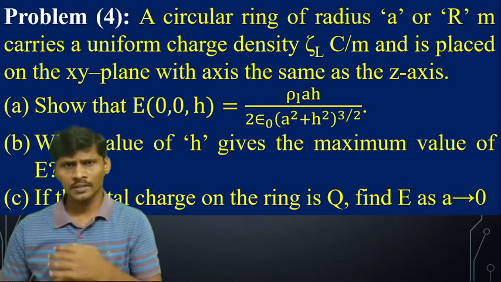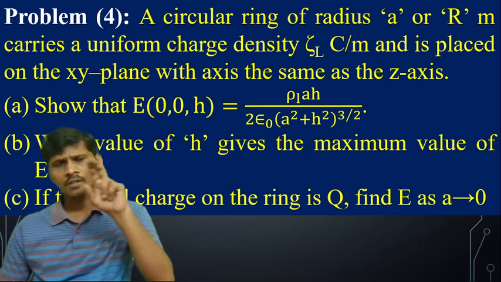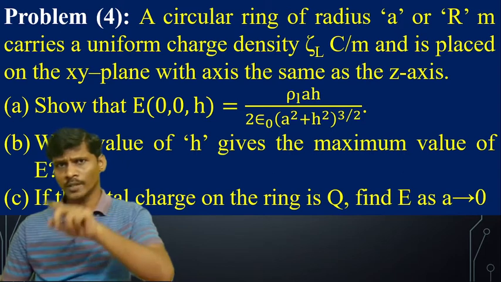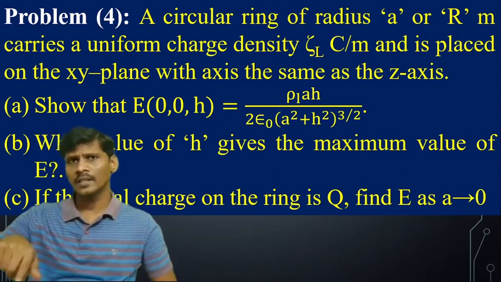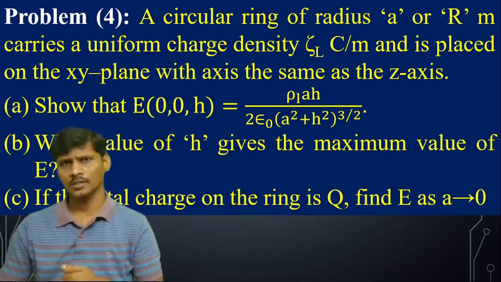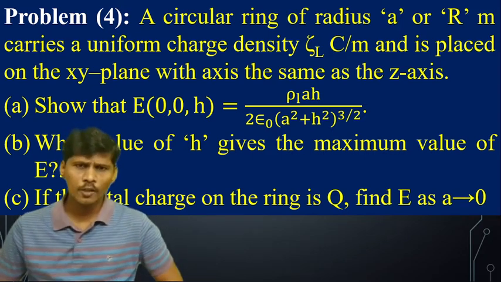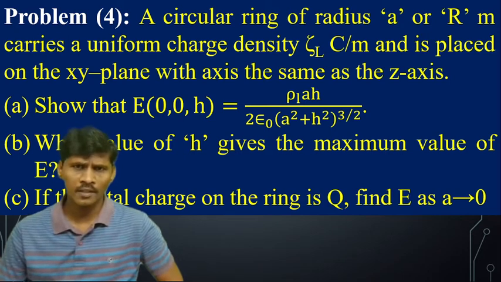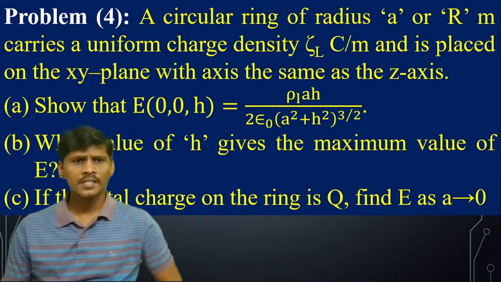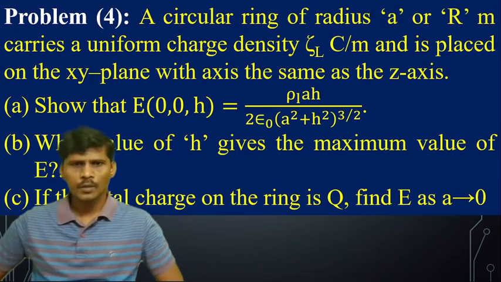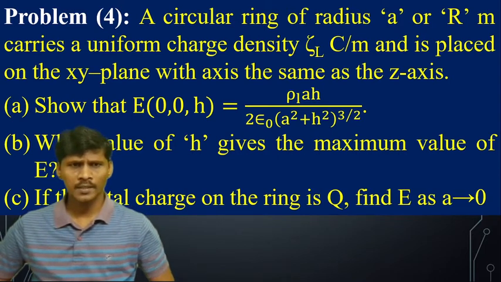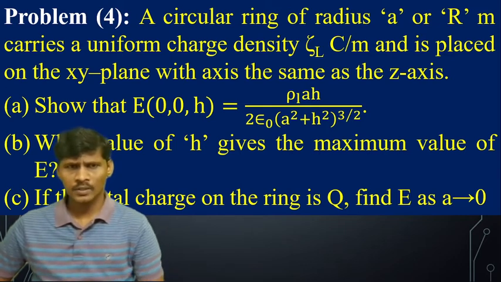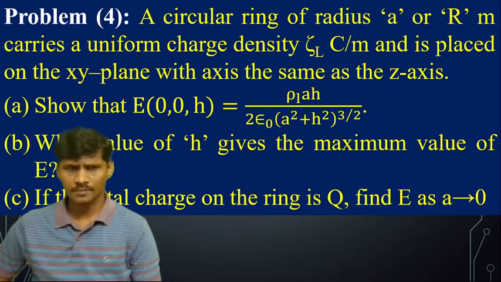So now in this case, the line charge, that wire, is placed in the form of a circular ring. So coming to the example, a circular ring of radius a or R meters carries a uniform charge density rho L coulombs per meter, and it is placed on the xy plane with the axis the same as the z axis.